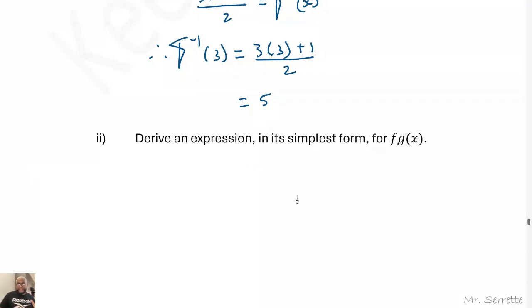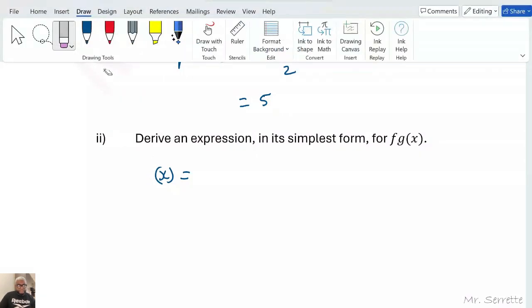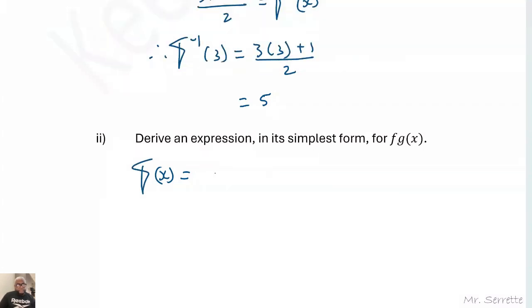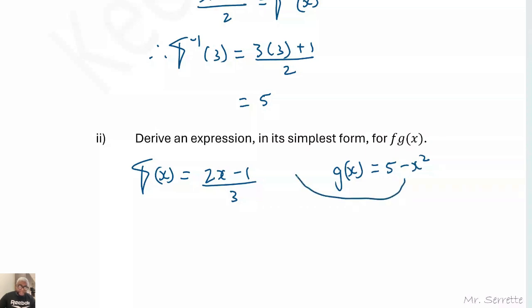Right. Composite function, right? We put one function into the next. Let me just write down what the two functions are. Give me what f of x was again. What f of x is? 2x subtract 1 over 3. 2x minus 1 over 3, right? And give me g of x. G of x is what? 5 minus x squared. So we put g of x into f of x, right? It takes the place of x here. This whole thing takes the place of x here for the composite function.